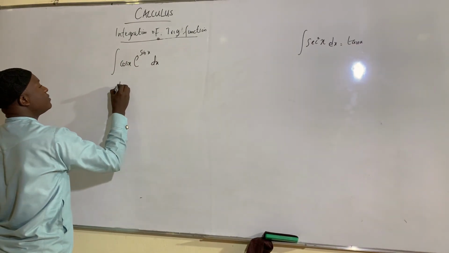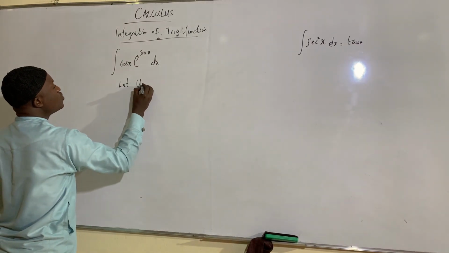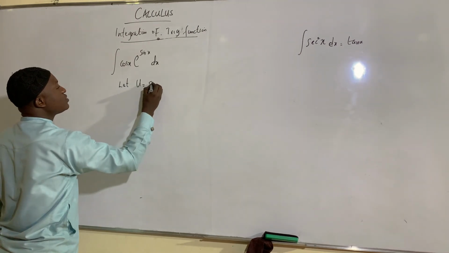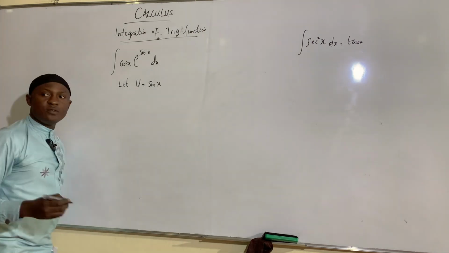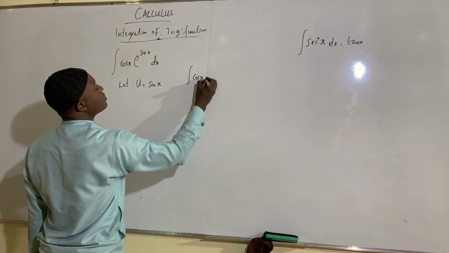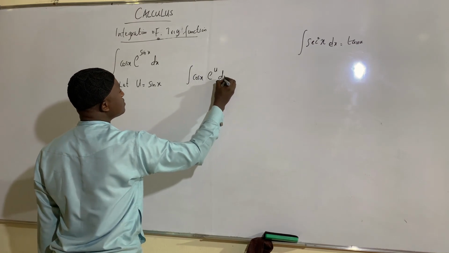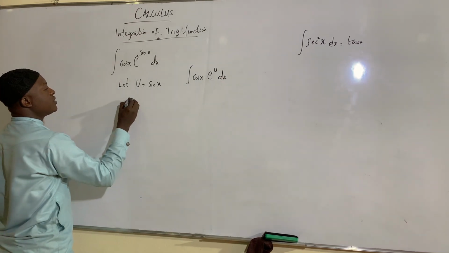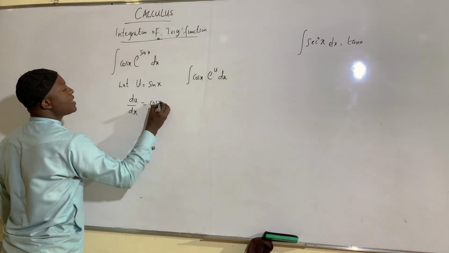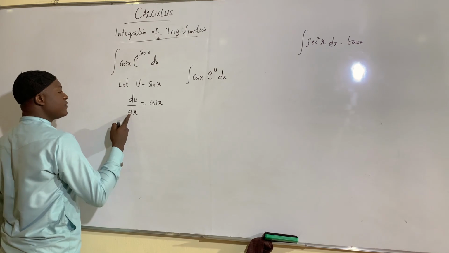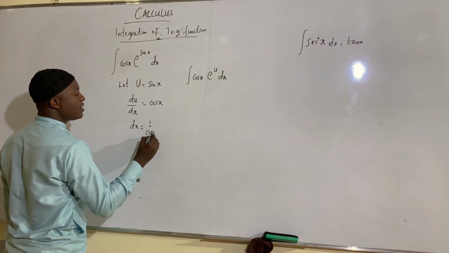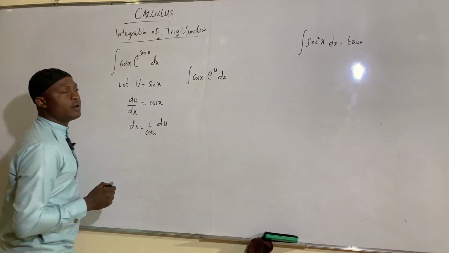Just target the power. Just say let u equal to the power. You can see the power that we have is sine x. So let u is equal to sine x. So if u is equal to sine x, that means we have the integral over cos x e raised to the power of u dx. So here u and x, and we have du dx is equal to cos x, right? So if I have dx now, I can have dx to be 1 over cos x, then we have du.